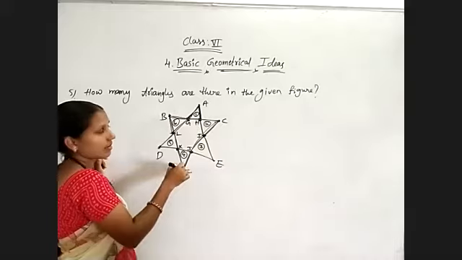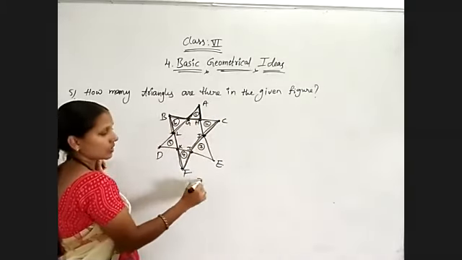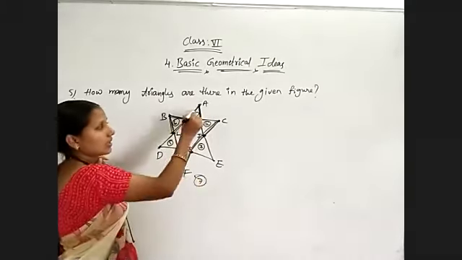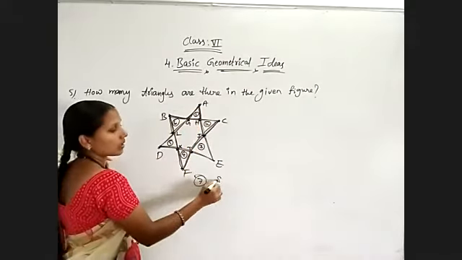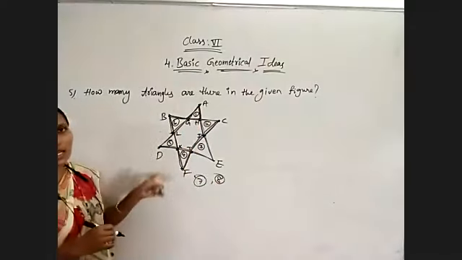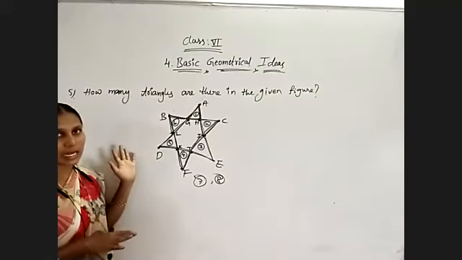BCF is a triangle only, made of 3 line segments. So that is the seventh one. ADE is the 8th one. So total how many triangles are there in this figure? 8 triangles are there. Completely 8 triangles are there.